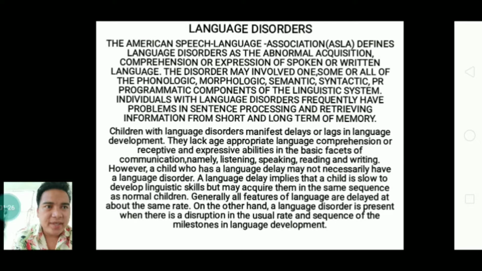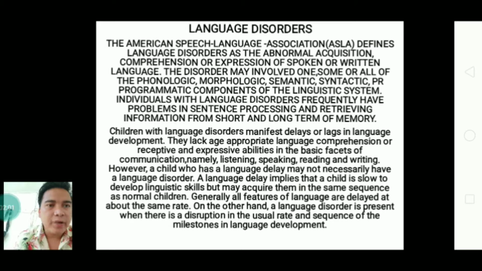Individuals with language disorders frequently have problems in sentence processing and retrieving information from short and long-term memory. Children with language disorder manifest delays or lags in language development. They lack age-appropriate language comprehension or receptive and expressive abilities in the basic phases of communication, namely listening, speaking, reading, and writing.